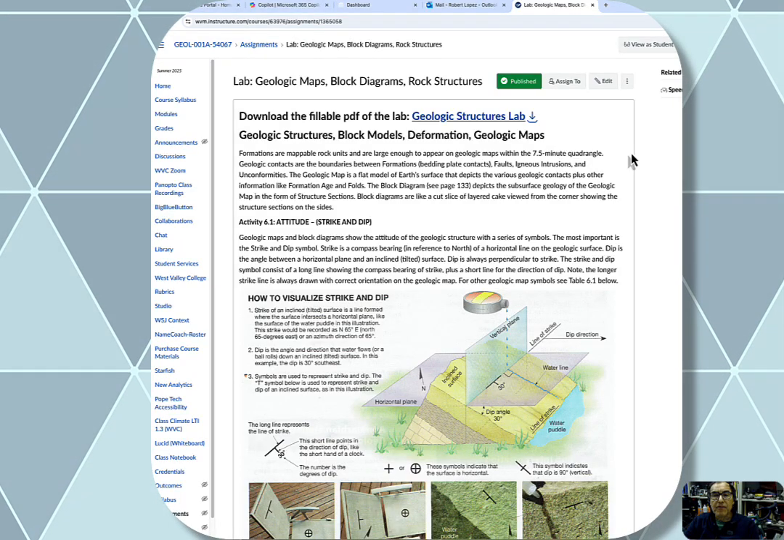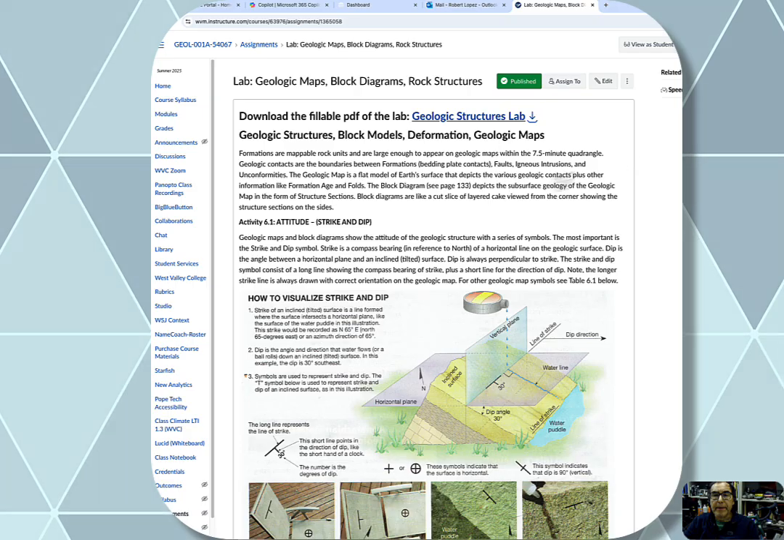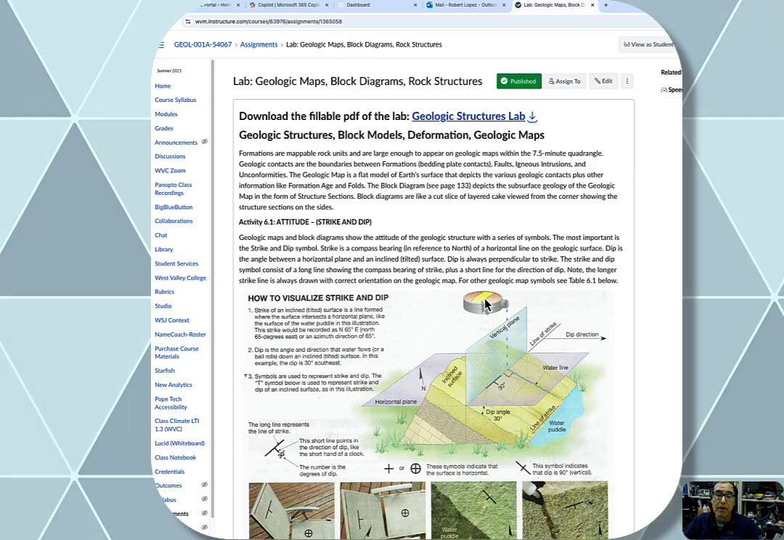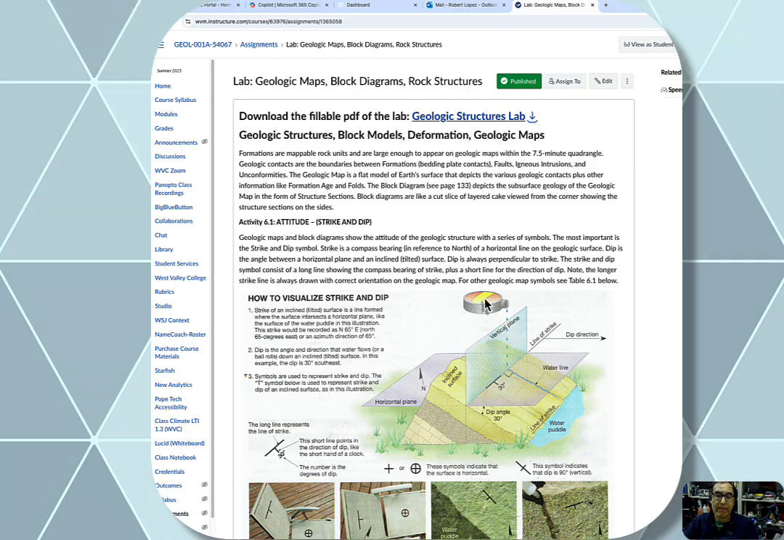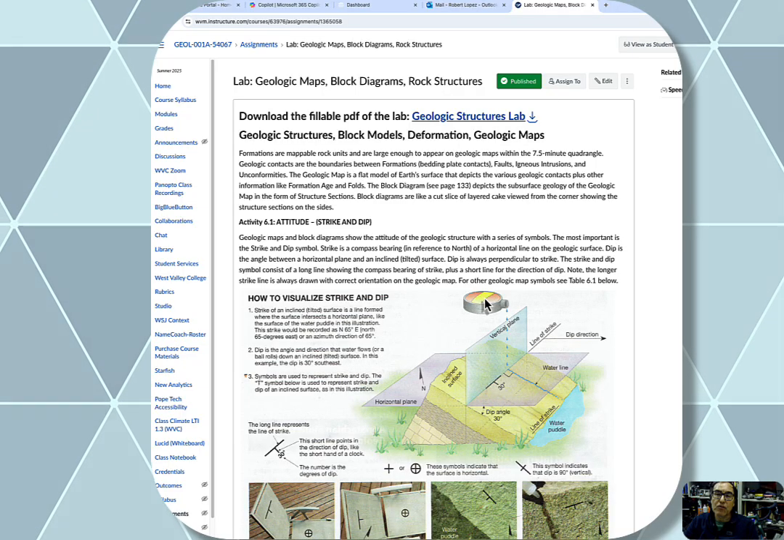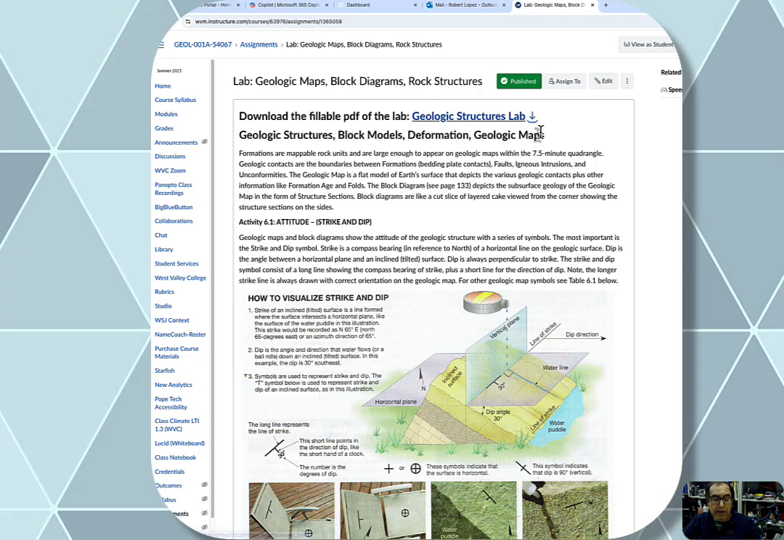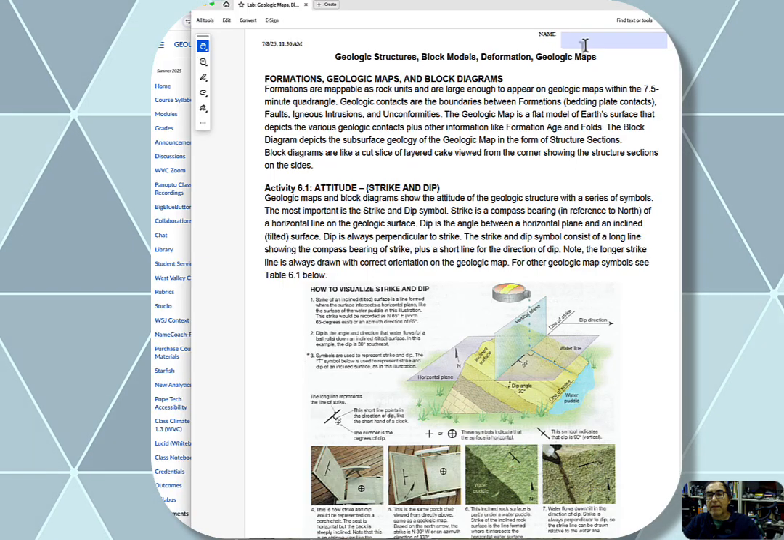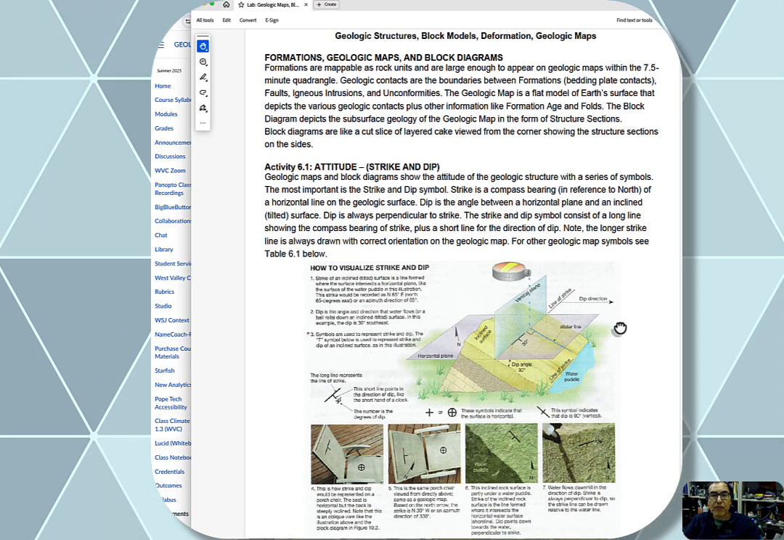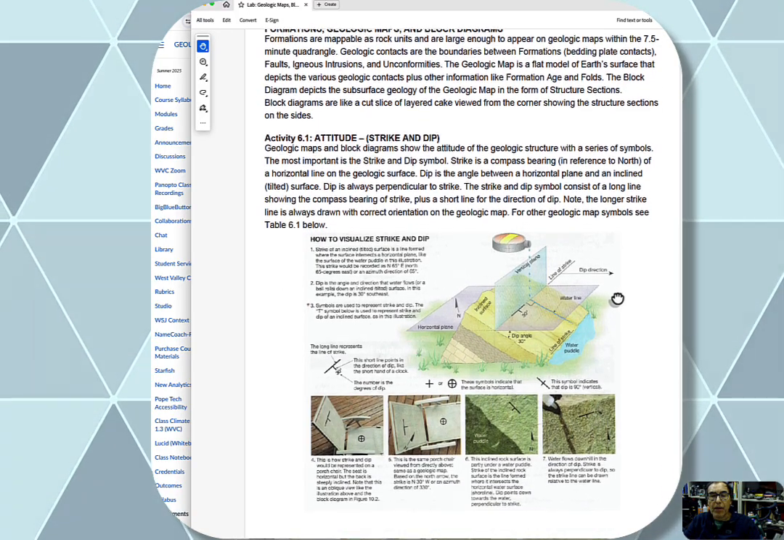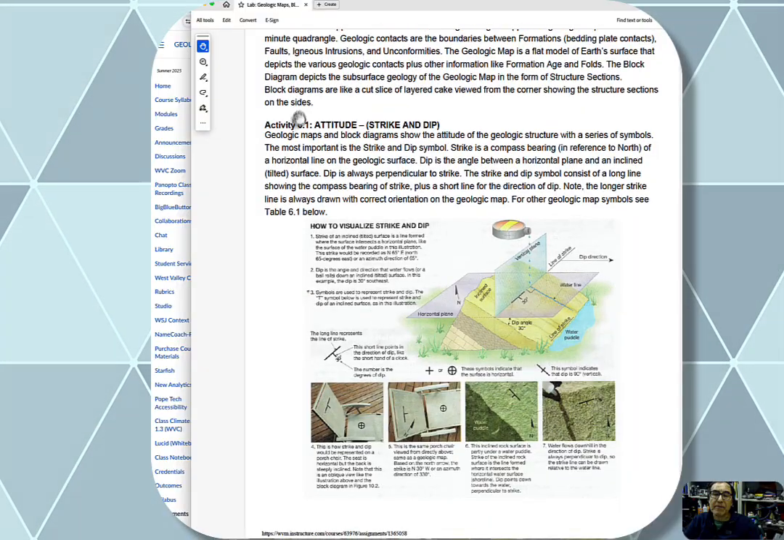Today I'm going to go over the Structures Lab, and I have the whole lab here on Canvas, but you can't write on it, so you'll need to download the PDF of the lab, and I've already done that. Here it is, and you want to make sure you put your name in there. This first section deals with strike and dip, simply called the attitude.